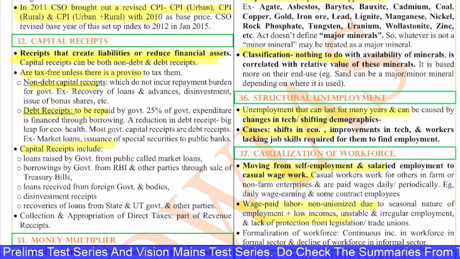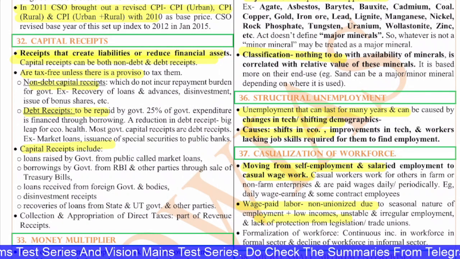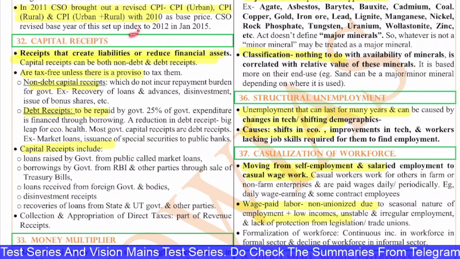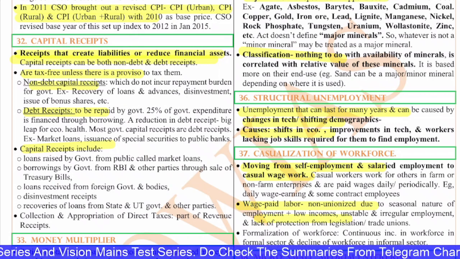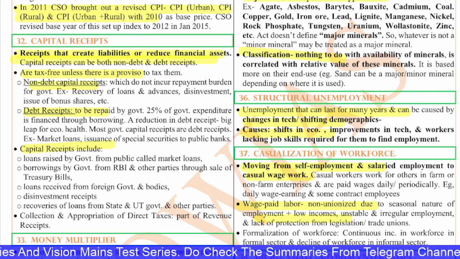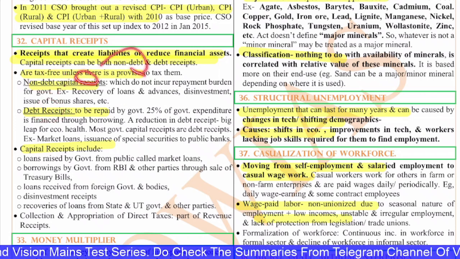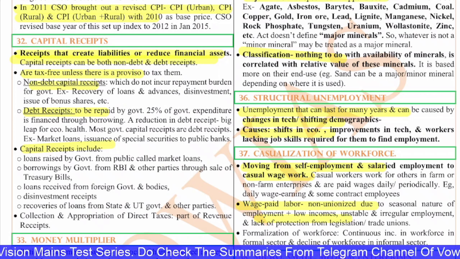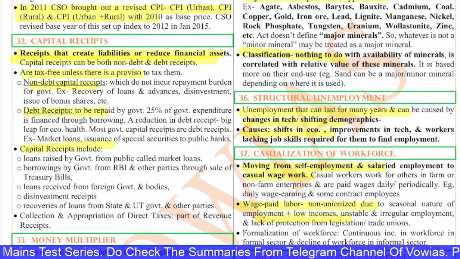So this is the money that the government gets via the capital assets, that is called capital receipts. So these are tax free unless there is a provision to tax them in general. If you see, there are two types, the non-debt creating and debt creating, right? So non-debt creating are the ones which do not incur repayment burden for the government. Example, recovery of loans and advances, disinvestment, issue of bonus shares, etc.